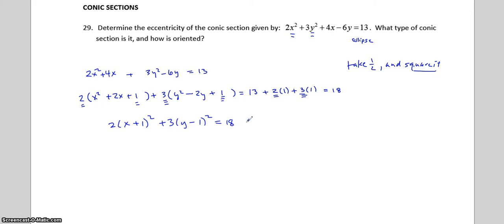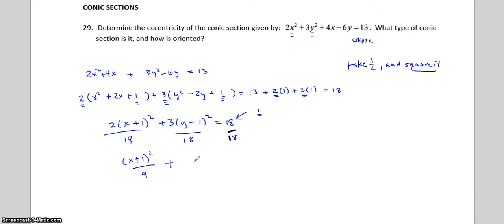Now remember, for standard form of a conic, I have to do something about this 18. I need to have that be equal to 1. So in order to put it in standard form, I'm just going to divide everything here by 18. And then the 2 cancels out on top.